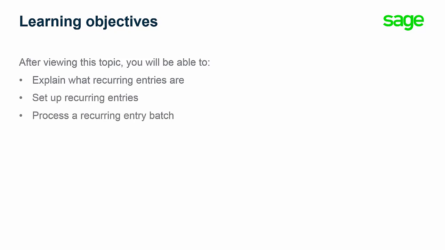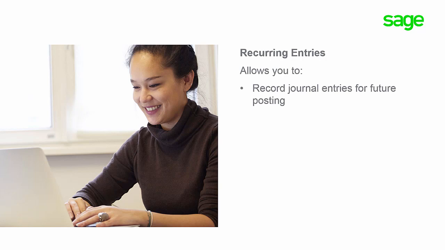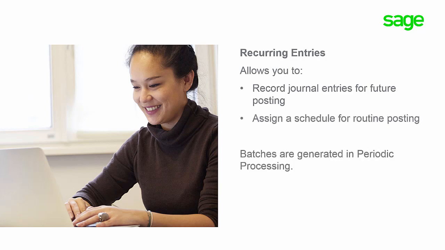Over the next few minutes, we will explain what reoccurring entries are and we'll show you how to set them up. One of the ways we can speed up data entry is by creating reoccurring entries for journal entries that we routinely make on a periodic basis. Reoccurring entries is a function that allows you to record journal entries for future posting, assign a schedule for routine posting, and generate reoccurring entry batches in periodic processing.